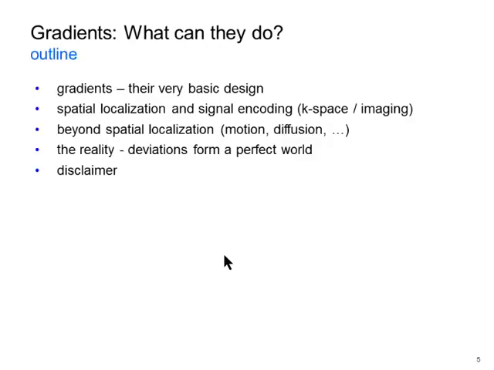So this is the outline of the talk. We will talk very, very briefly about the very basic design of the gradient coil, of the gradients. We will talk about spatial localization principles and the image formation. So this means we will stress a little bit, a very little bit, case-based formalism. We will look beyond spatial localization, asking the question what gradients can do for us. And then we will touch very slightly upon reality. So gradients are not behaving in a way we think they would behave. And at the very end, I will share with you what I have not shared with you.